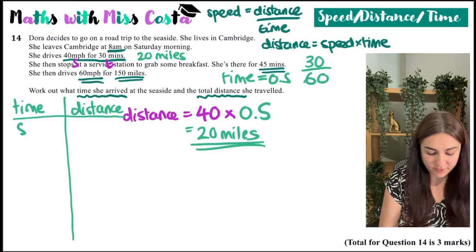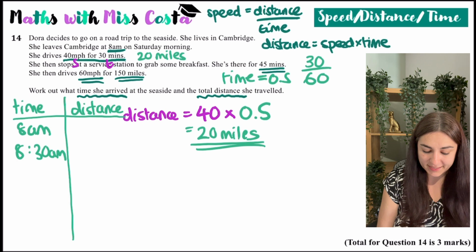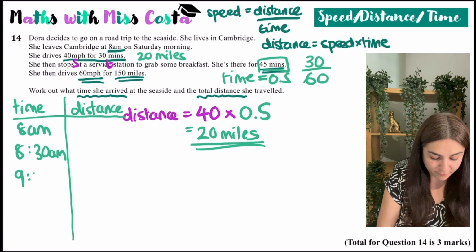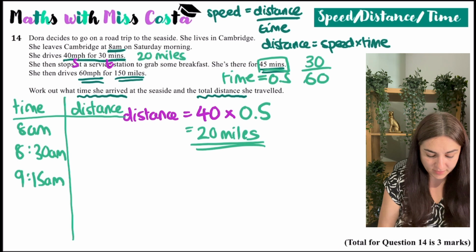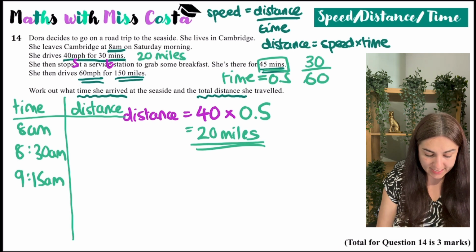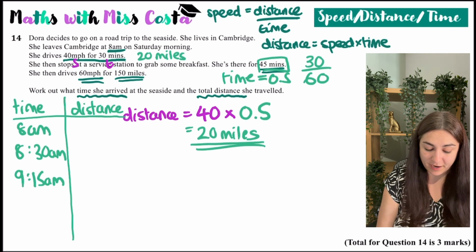So the time, she leaves at 8 a.m. She drives for 30 minutes, so that will be 8:30 a.m. She then stops at a service station and is there for 45 minutes. So 8:30 plus 45 minutes is going to be 9:15 a.m. And then drives for 60 miles per hour for 150 miles.